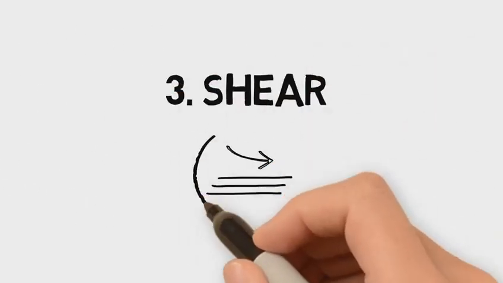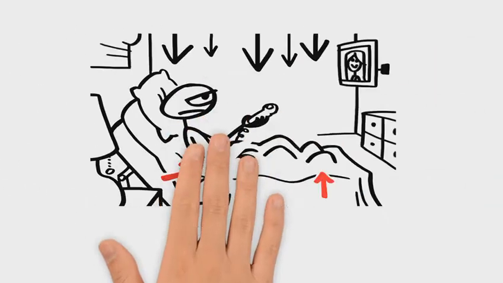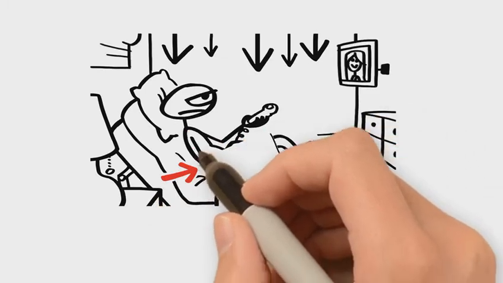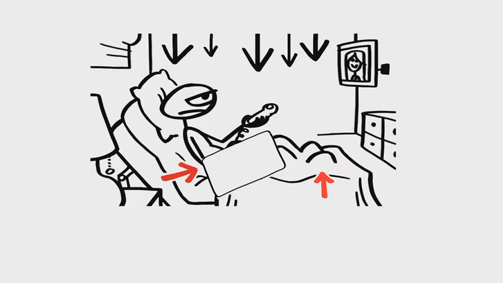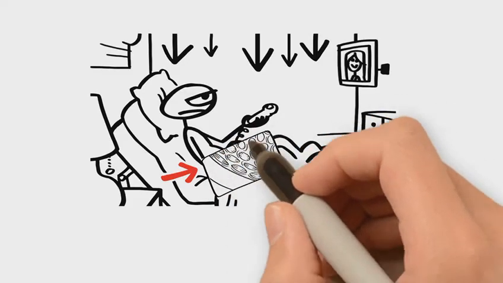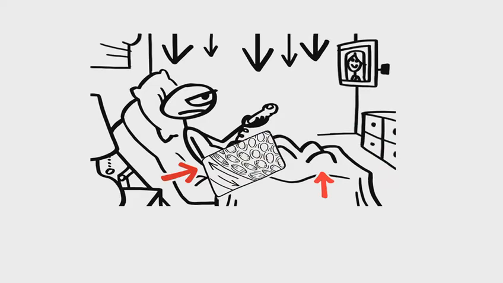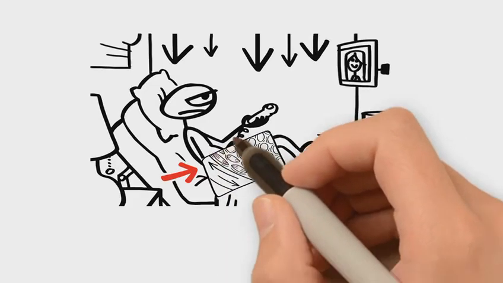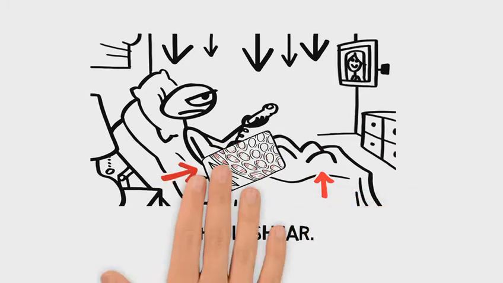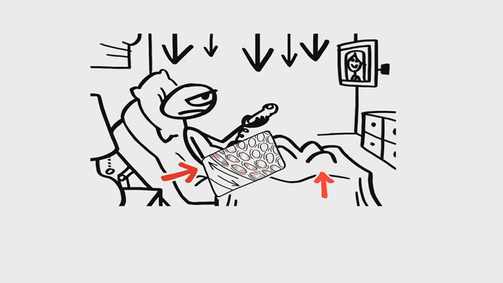Number 3, shear. Let's look at our patient again. Gravity is pulling down, increasing pressure against the bed, and causing friction as they slide. If the friction is too great, the skin stays in place. Gravity is still pulling the weight of the patient down. This pulling can stretch and deform the cells beneath the skin. This is shear. Shear is particularly present in the area of a bony prominence, like the heel or sacrum.